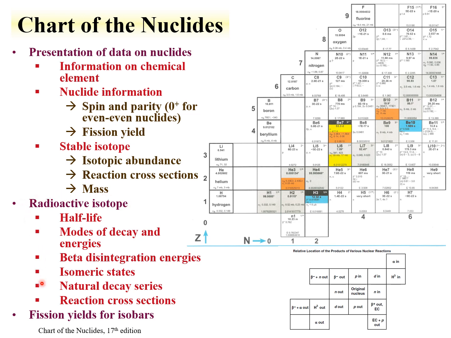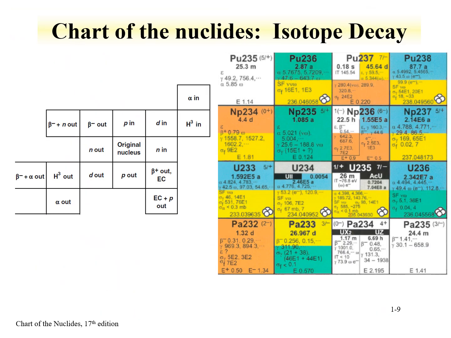For radioactive isotopes, the data provided includes half-life, the modes of decay and their energies, the beta disintegration energies, the isomeric states, information on natural decay series, and reaction cross-sections. A key utilization of the chart of the nuclides is understanding isotope decay.